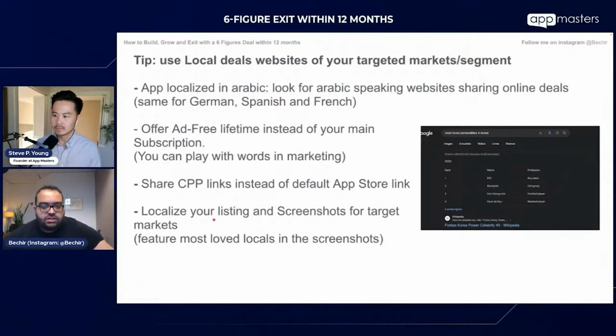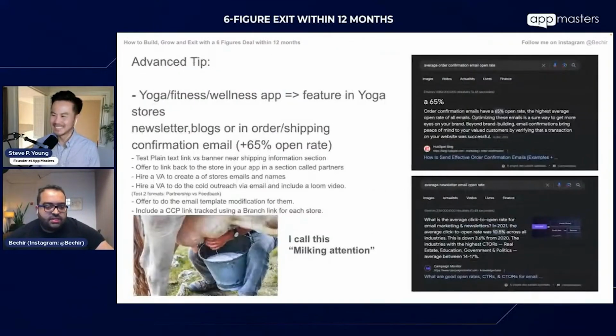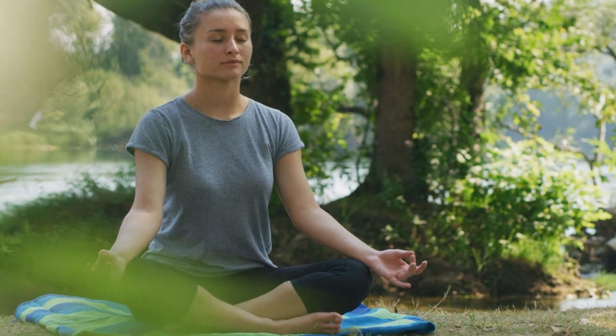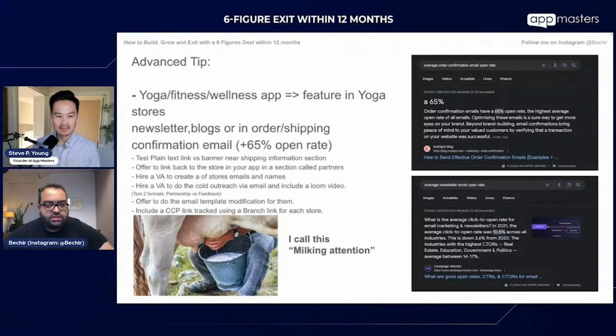Localize your listing screenshots. So this is the same thing. Here's my advanced tip. No one is using this. Let's say you have a fitness, wellness, yoga app. Get in touch with yoga stores, e-commerce stores. Offer them a one-to-one partnership. You list them as partners in your app, and they list you somewhere in their confirmation email, because you get 65% open rate in those emails.